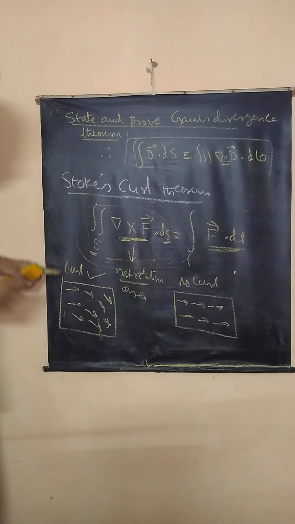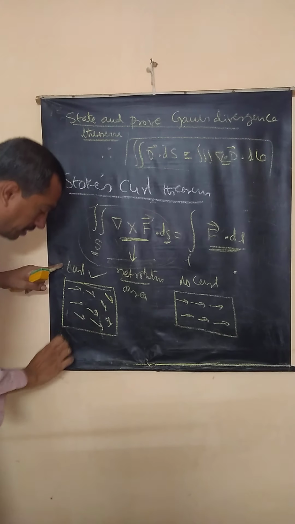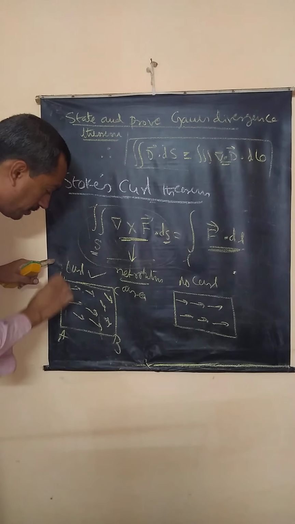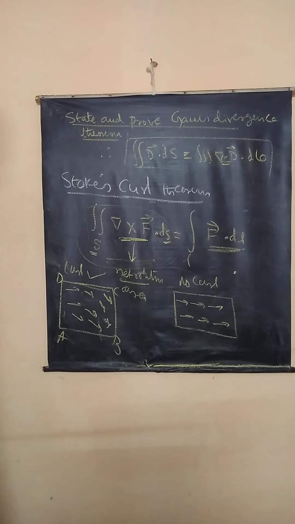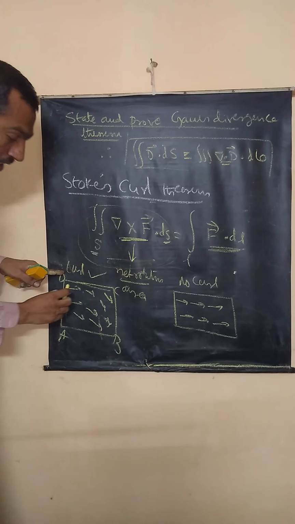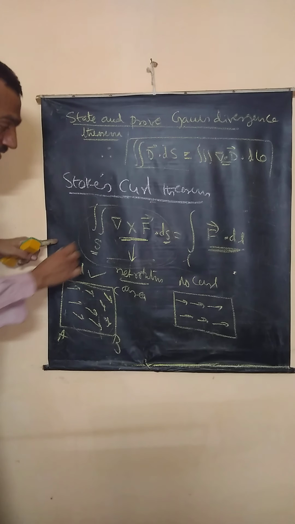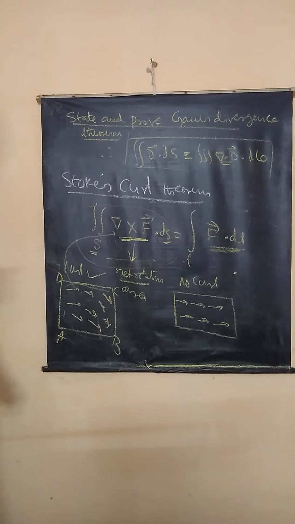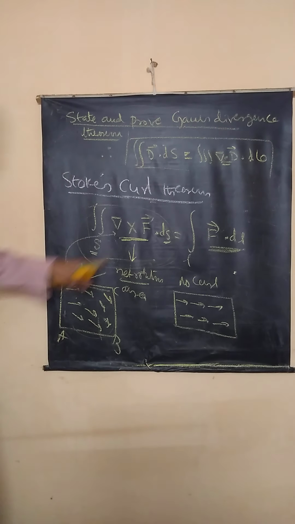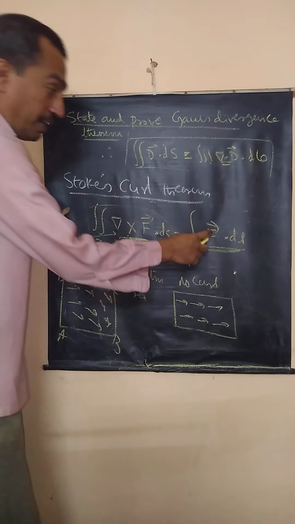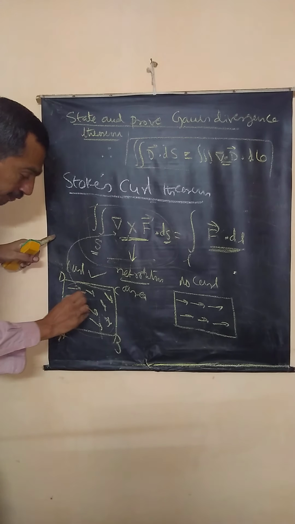Now for this surface A, B, C, D, see here, the curl of the vector over this surface is this. Correct? Curl of the vector over the surface A, B, C, D is this. What is F dot dl? This is the vector F. Okay?